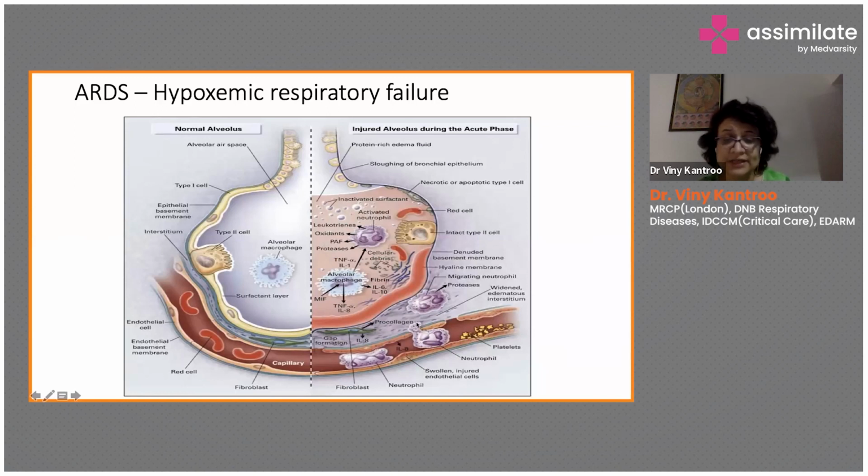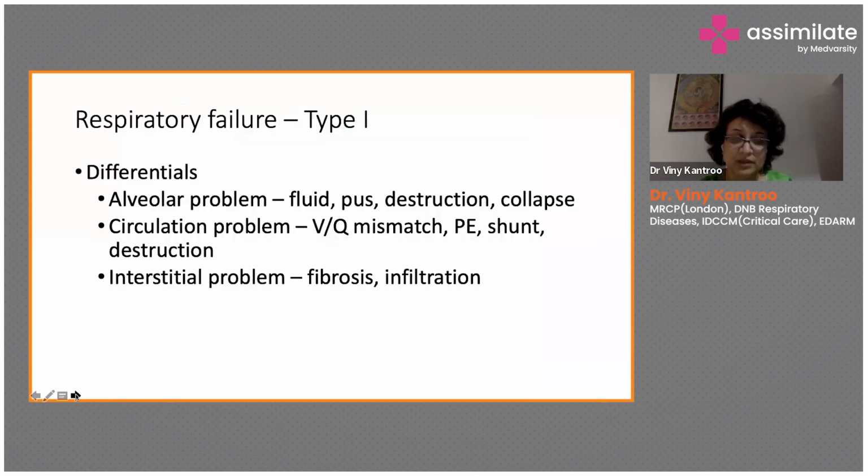So you can see everything is swollen up. There is accumulation of platelets because of the leukotrienes and all the inflammatory molecules which are released into the blood circulation. This is a neutrophil which is trying to go out and catch hold of the inciting agent. Everything is swollen up, including the inner lining of your blood vessels. So what are the causes of type 1 respiratory failure?